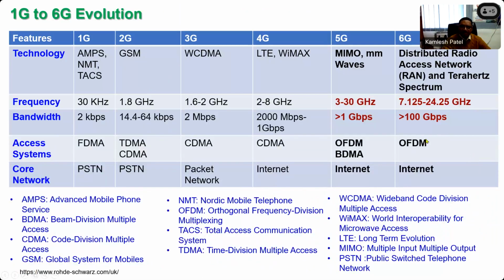We can also compare the features of 1G to 5G and 6G, where 5G is based on multiple-input multiple-output systems and millimeter wave techniques, while in the coming 6G, a new kind of radio access network will be implemented in the terahertz frequency. So the operating frequency range will be different for these two generations, 5G and 6G. When we talk about the system, the OFDM technique will be used, and all the communications will rely on the internet. So there are some details of the terms used in the 5G and 6G networks.